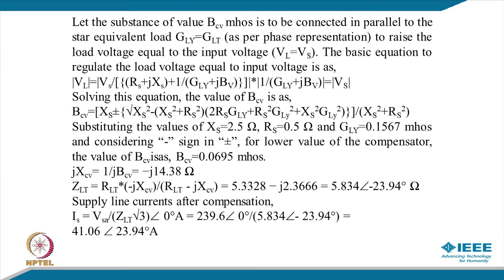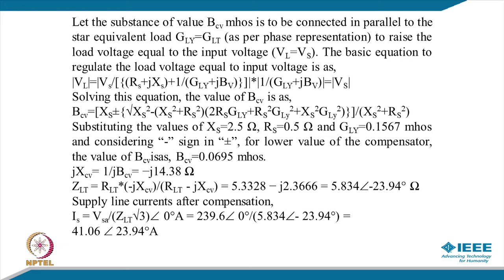Let the susceptance value of BCV mho be connected in parallel to the star equivalent load, GLY equal to GLT as per the phase representation, to raise the load voltage equal to the input voltage. The basic equation to regulate the load voltage is that the load voltage magnitude should equal the source voltage. We can find the load voltage in terms of source impedance and load admittance along with the compensator element, as shown in this equation. Solving it, which we have derived many times, the value of BCV becomes Xs plus minus the square root of (Xs squared plus Rs squared) into (2 Rs GLY plus Rs squared GLY squared plus Xs squared GLY squared), divided by Xs squared plus Rs squared.